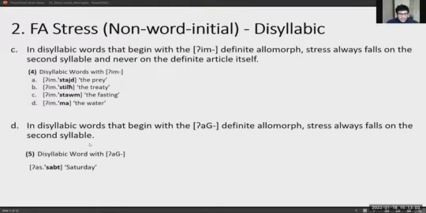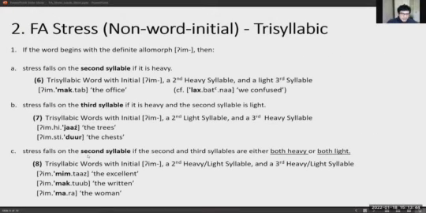The last case where stress does not fall on the first syllable in a disyllabic word is when the word begins with the other definite article in the dialect, the L definite article, the lateral. In these words, stress also avoids the first syllable. So the word in 5 is pronounced as a sept, with stress on the second syllable. But the L definite article is not really the commonly used definite article in the dialect. It's really rare. You can't find a lot of words that have this type of definite article in the dialect. So that was the general pattern for words with 2 syllables: stress typically falls on the first syllable, except in the cases that I just talked about.